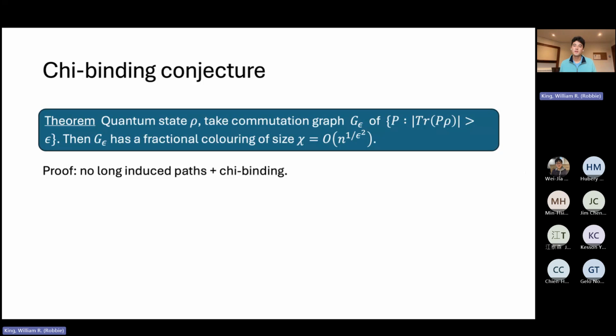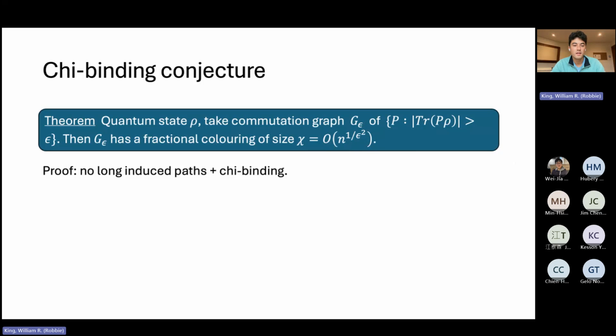And the reason is because if I just have the graph of all Paulis, then I necessarily need 2 to the n colors in order to color the graph, which, as you'd expect from this sort of lower bound, tells you with single copy measurements, you need 2 to the n measurements. But this says that if I throw away the ones that are large on a quantum state, even if I started with the whole Pauli graph, then, for constant epsilon, this is polynomial in n. So it's actually gone from exponential in n down to polynomial.